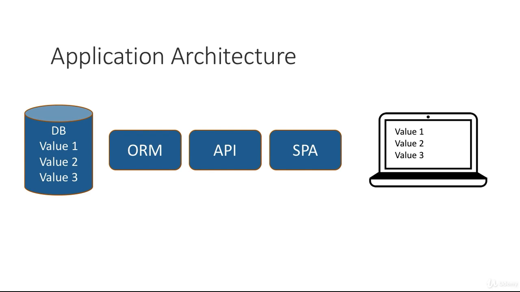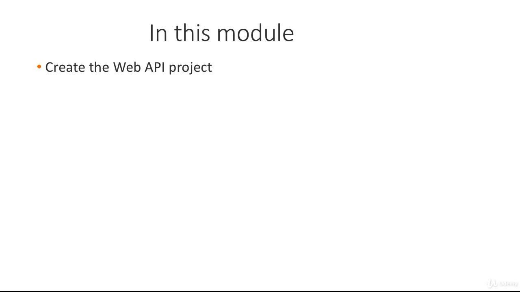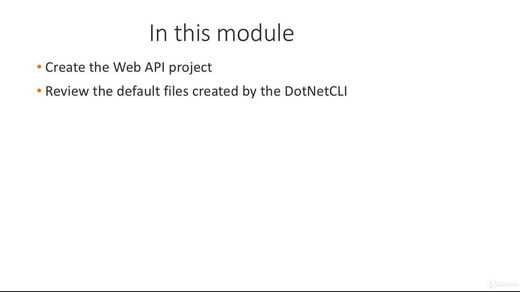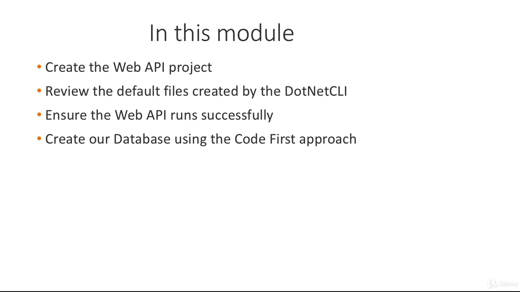So how are we going to achieve this? Well, we're going to do this in this module by first of all creating the WebAPI project. We'll review the files that are created by the .NET CLI. That's the tool we're going to be using to create our WebAPI. Then we're going to ensure our WebAPI actually runs successfully. We'll create our database, and to do this we'll use the code first approach, or the model first approach, as it's sometimes called. Then we're going to use source control to check in all of our changes.